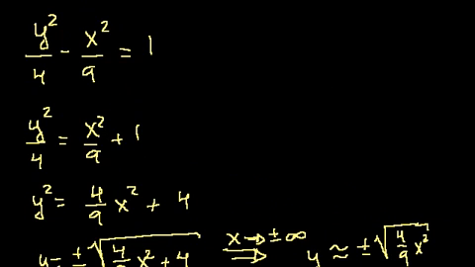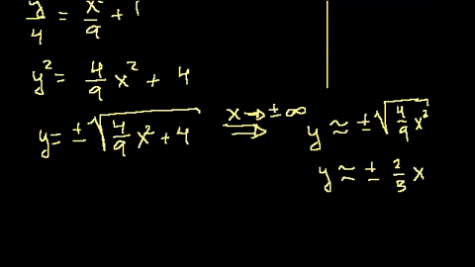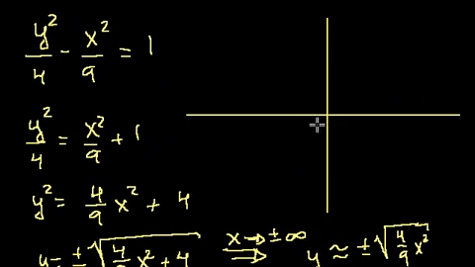Let me draw my axes. So let's make that my y-axis, and let's make that the x-axis. Let me switch some colors just to make things interesting. So let me draw the first one, y is equal to 2/3 x. So you rise 2 for every 3 that you run. So let me draw that.